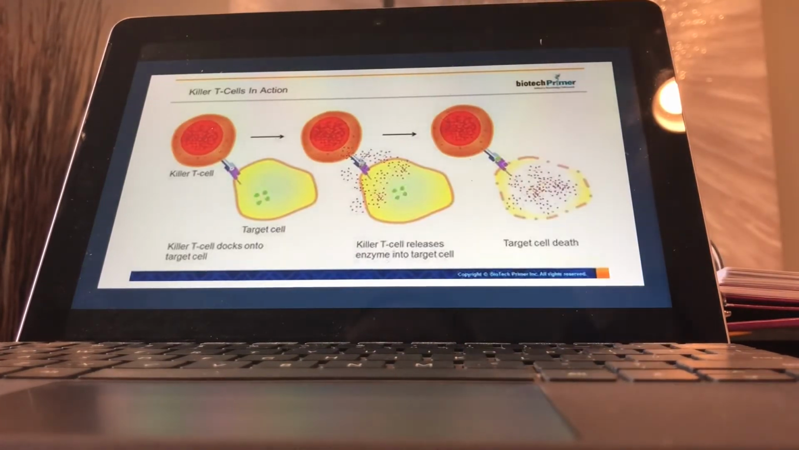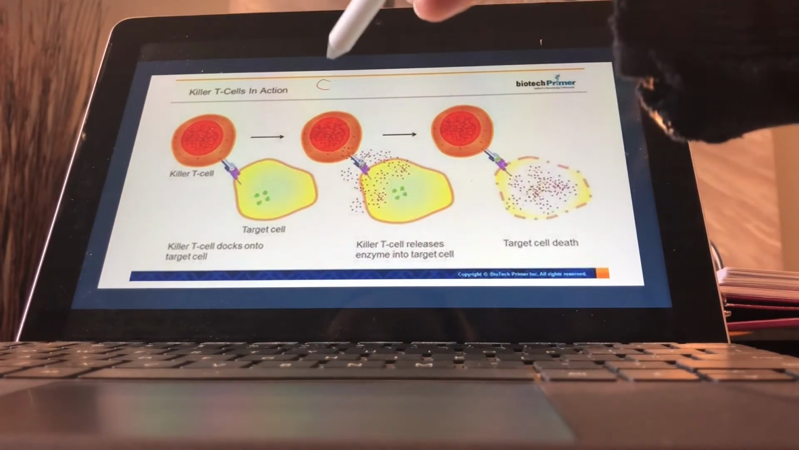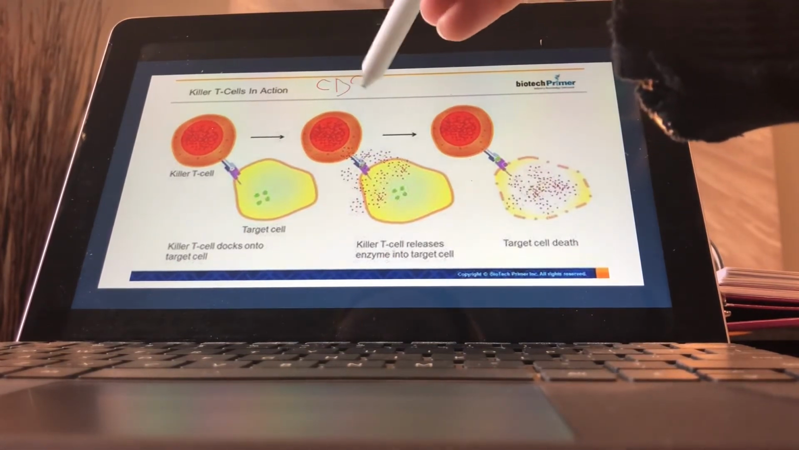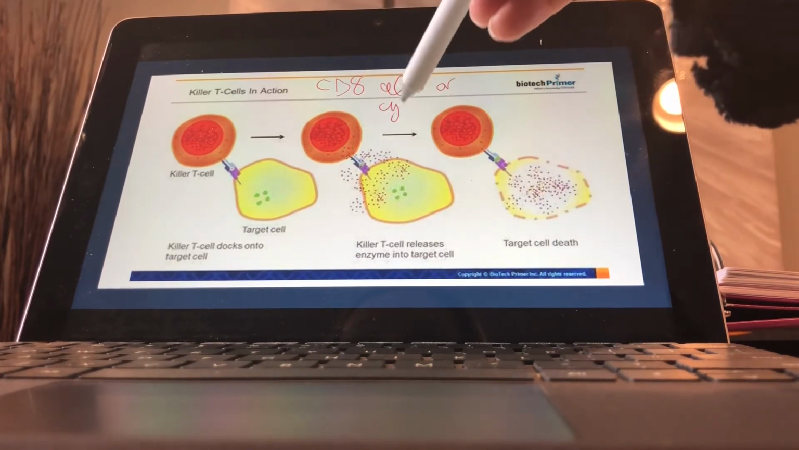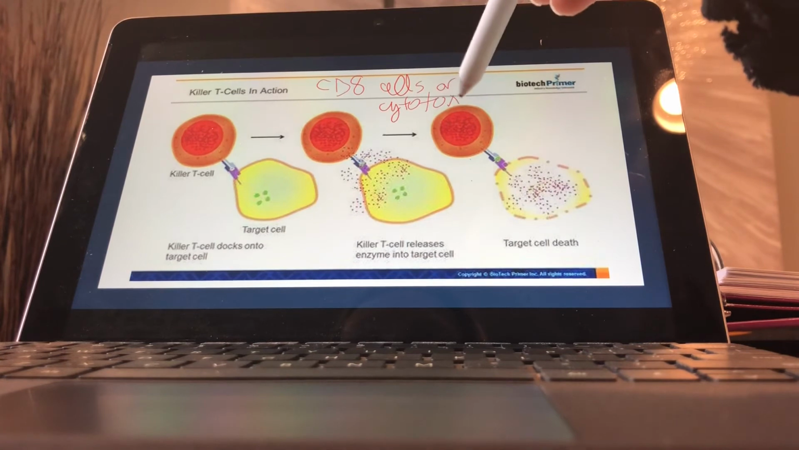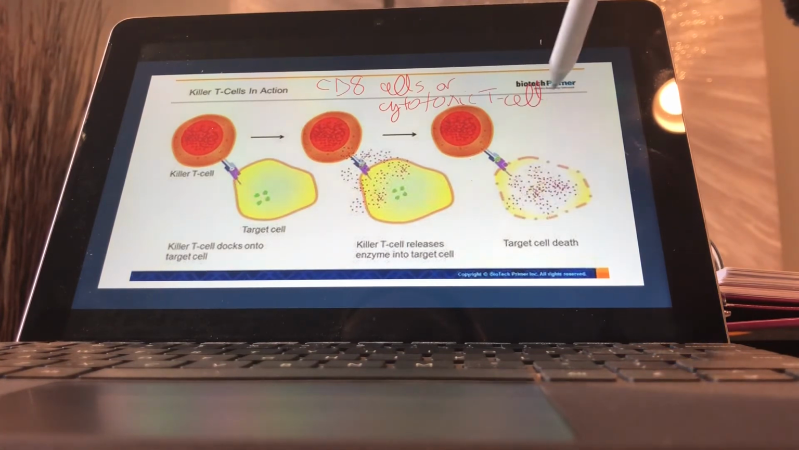Here's another example. These ones would be called, now they call them killer T cells. They are also called CD8 cells. Or, I don't know if you guys remember, cytotoxic T cells. Now, what they are going to do is they are actually stimulated by the helper T cell. So what happens is once the helper T cell says to them, go and kill this cell.